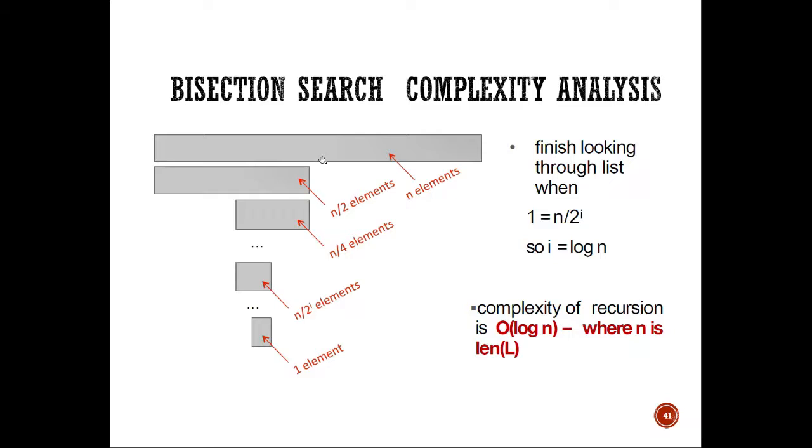And depending on that, for example, in this case, we are searching in the left-hand side of the list. This one has n over 2 elements. In the following iteration, it will be n over 4, and so on. So if we finish looking through all of the list, we can do it in n over 2 to the power I, because in every iteration, the list size is divided by 2. So in this case, the complexity of the recursion is in the order of log of n, where n is the length of the list.